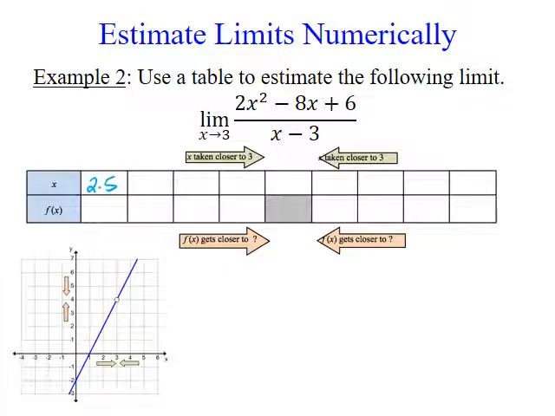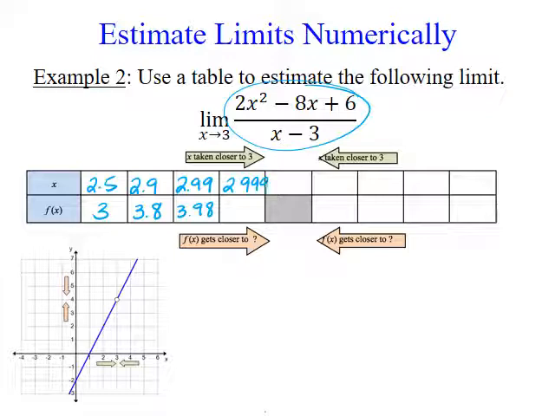When I plug in 2.5 into this function here, the output is 3. If I plug in 2.9, the output is 3.8. If I plug in 2.99, the output is 3.98. And as you can see, the x value is getting closer and closer to 3. And once again, we can see that this y value is getting closer to 4.